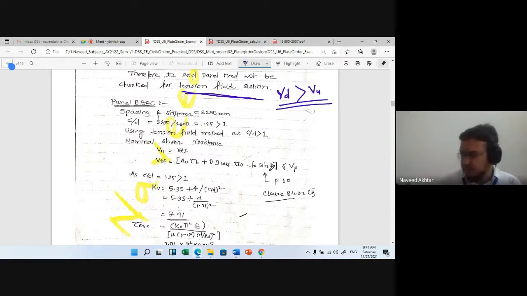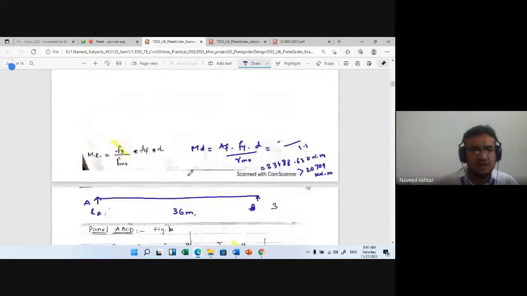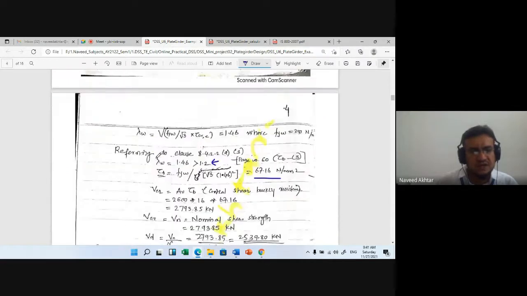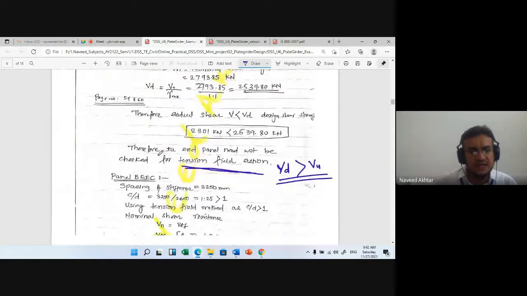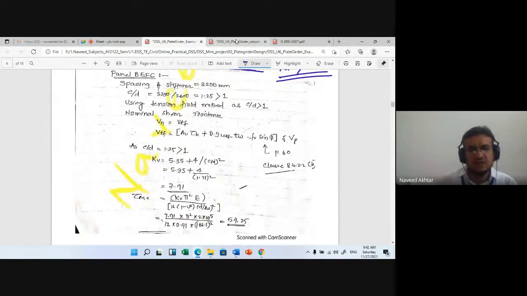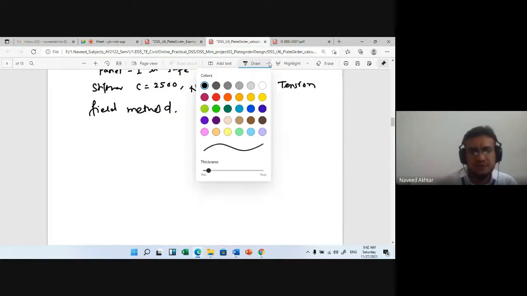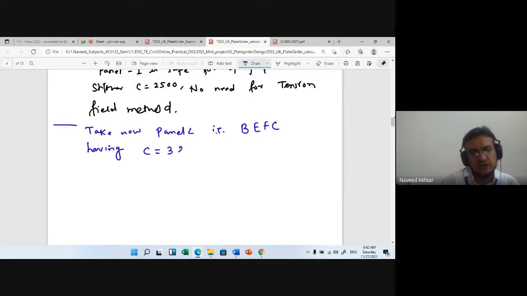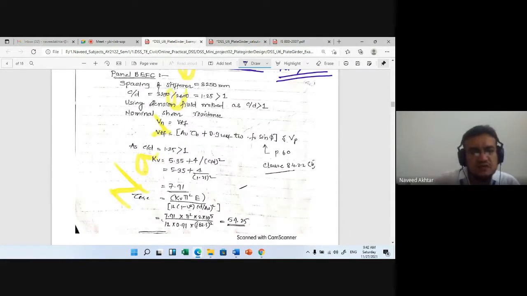Now we will go for another panel. So I will take another panel here. In our plan, you can say the second panel. The second panel is BEFC. So I will write down. Now take panel number 2, that is BEFC. C is equal to 3250 mm. So here you will see the value of C is 3250 mm.